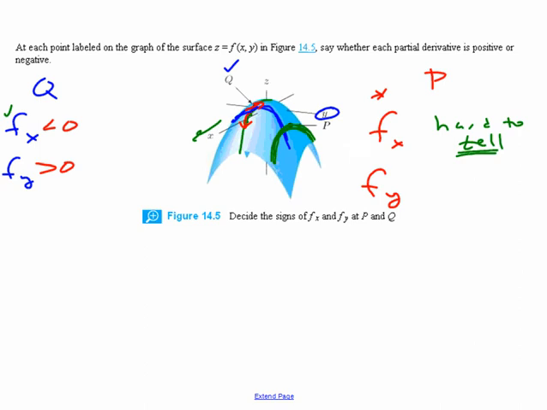However, when we look at the partial derivative with respect to y, so we're talking about this cross section here, it's very clear that as we go in the y direction, our z value is going down. So that's less than 0. All right, so that's getting a visual understanding of partial derivatives.